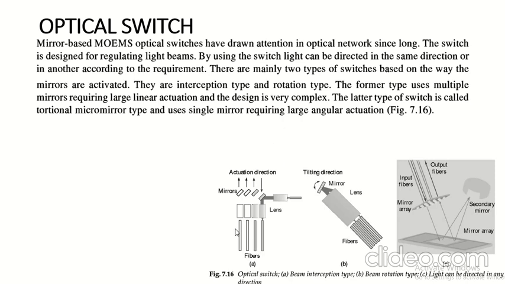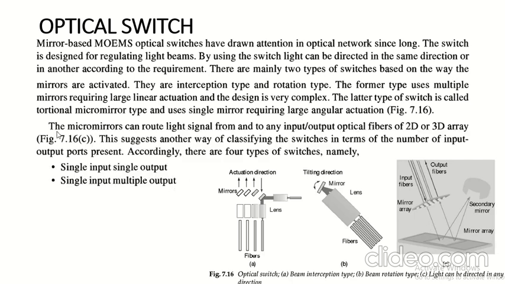So in the case of the optical switch, figure A shows the beam interception type, where we have fibers, lens, mirrors, and actuation direction. This is the beam rotation type, where light can be directed in any direction. The micromirrors can route light signals from and to any input-output optical fibers of a 2D or 3D array.